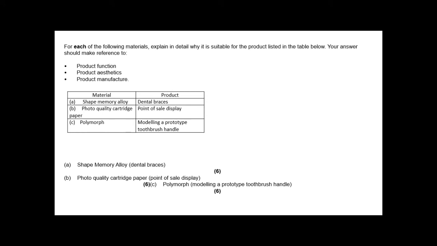So first one, for each of the following materials, explain in detail why it's suitable for the product listed in the table below. Your answers should make reference to function, aesthetics, and manufacture. So you've got shape memory alloy, suitable for dental braces; photo quality cartridge paper, point of sale display; polymorph, modelling of a prototype toothbrush handle. So 6 marks for each one.